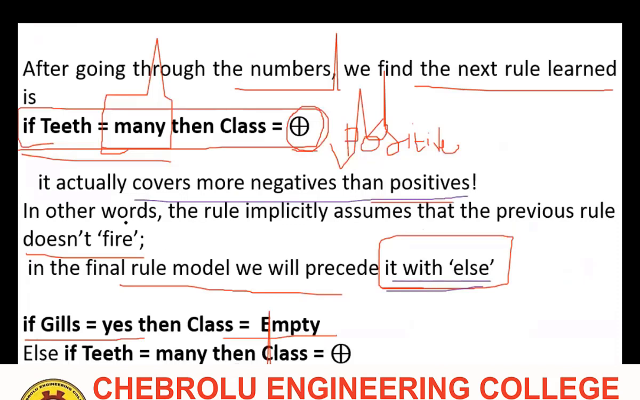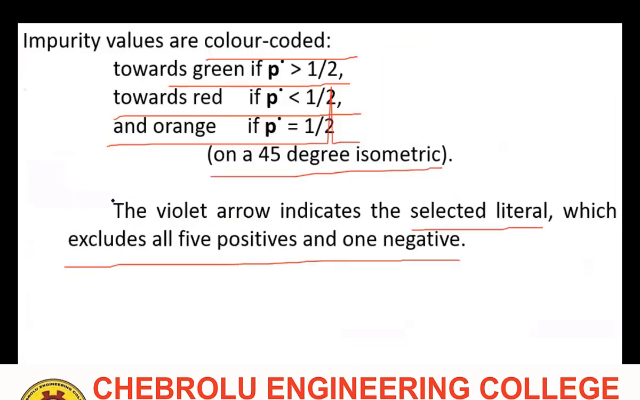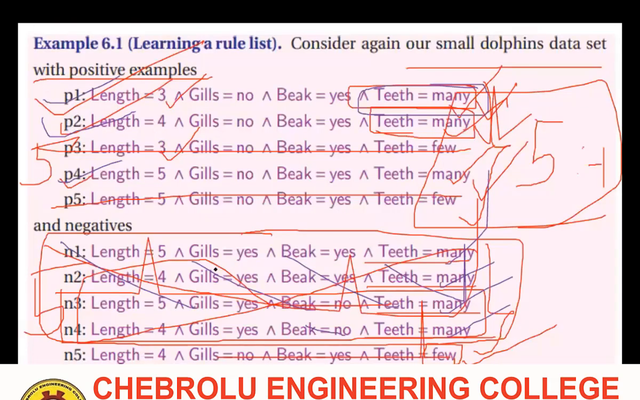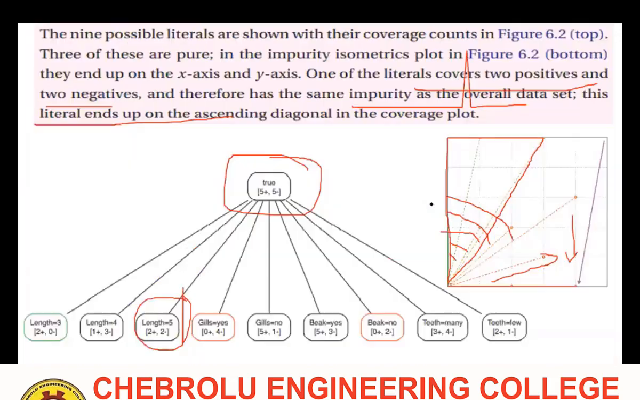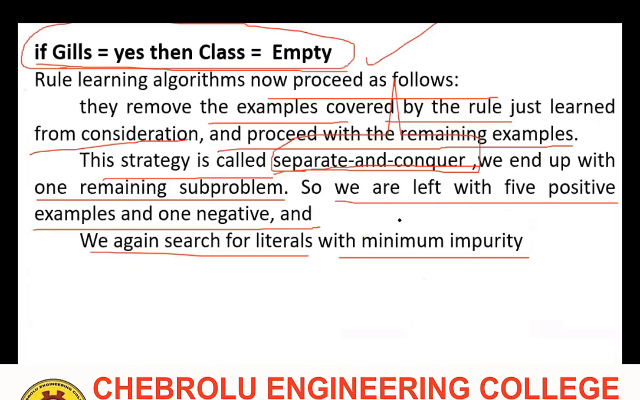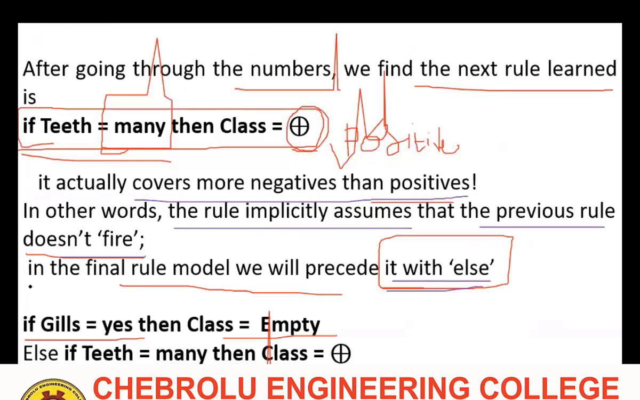So in other words, the rule implicitly assumes that the previous rule does not fire. According to the previous rule, we have eliminated all these things, N1, N2, N3, N4. Then we found this particular rule. That's why we include what is called the else part, else.